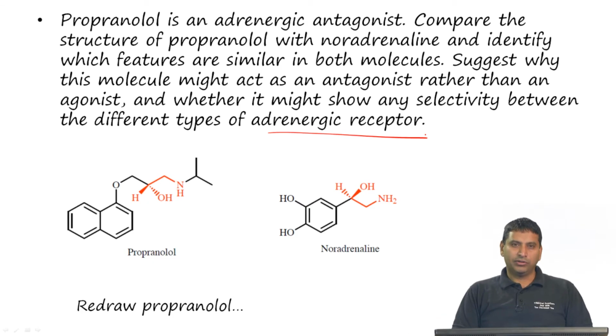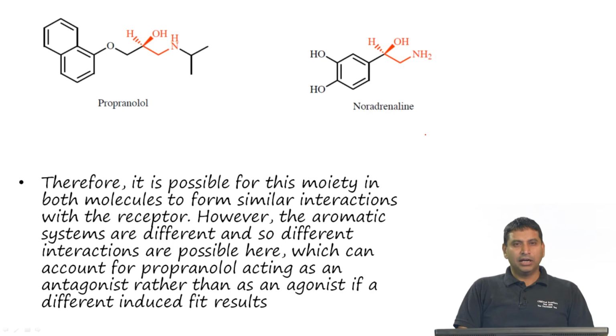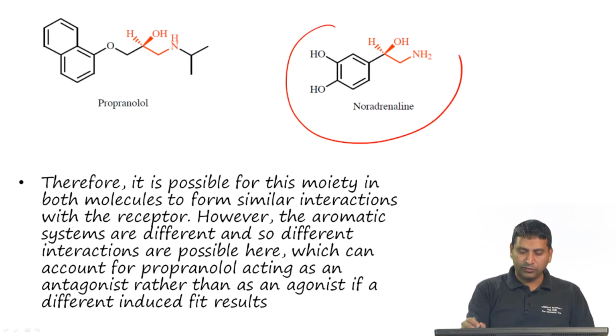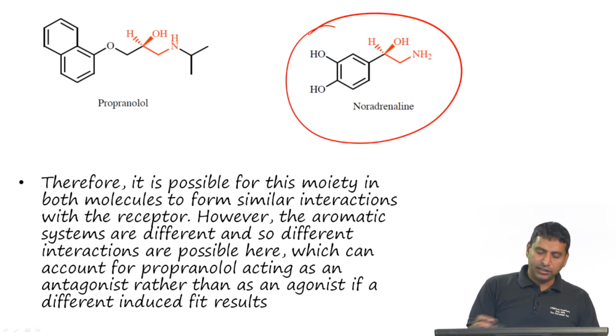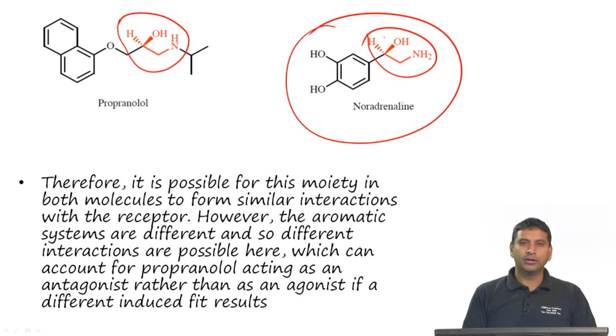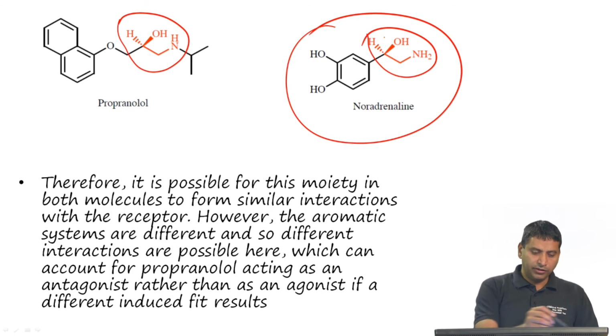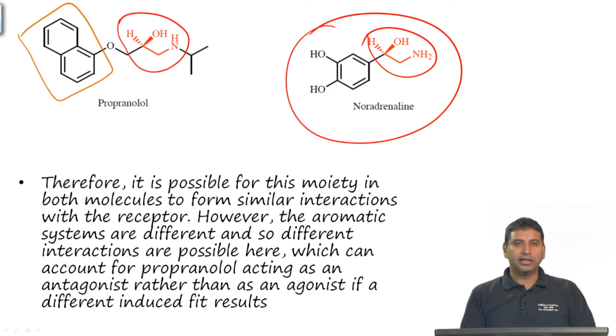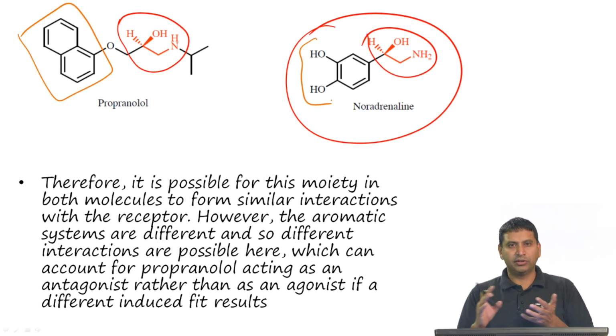In order to address this question, first let us redraw propranolol, and if we redraw it in a conformation that is very similar to noradrenaline, we find that obviously there are a number of similarities. So, as shown here in red, here is the active structure, and what we have in addition is this extremely bulky naphthyl group, which is going to be quite hydrophobic, and there you do not have that kind of a group, and you have these two hydroxyl groups which are going to have hydrogen bonding interaction perhaps. Okay. So, therefore, it is possible for this moiety in both molecules to form similar interactions with the receptor.